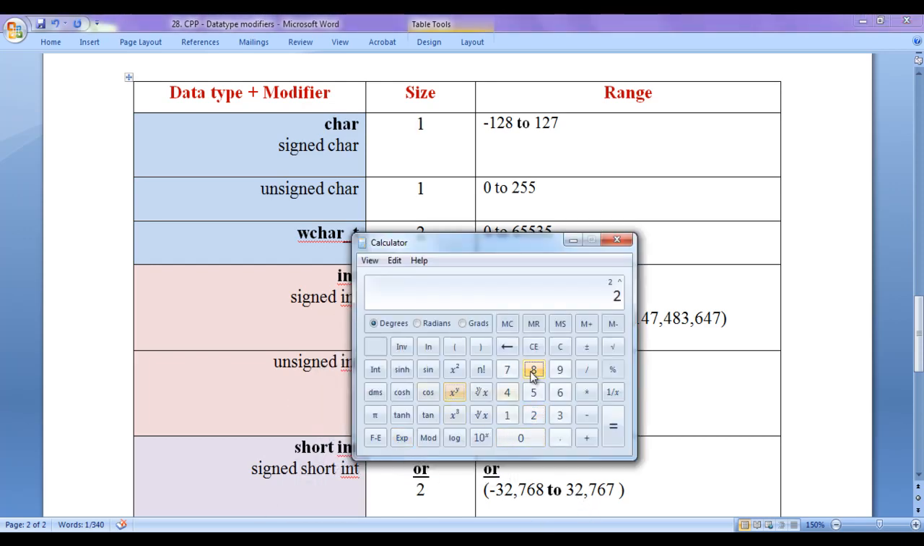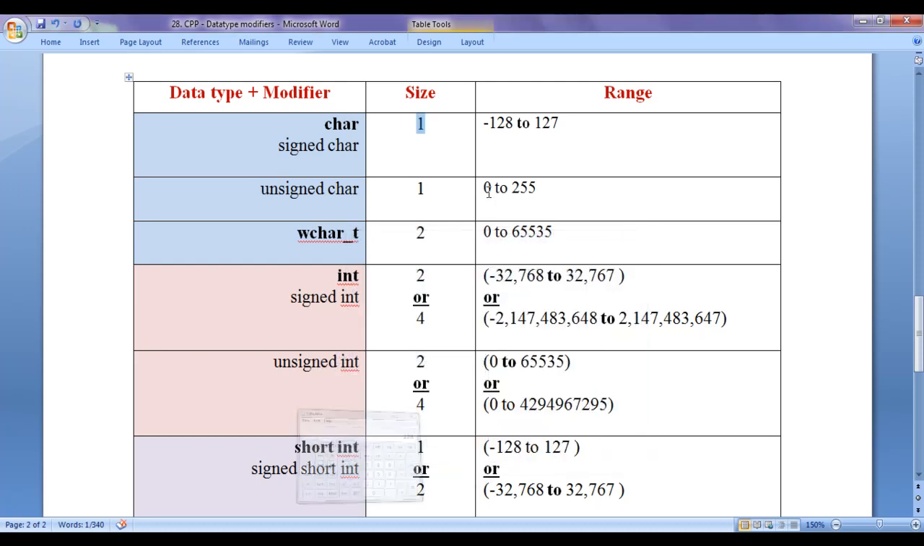2 raised to the power of 8 is equal to 256, which indicates we can store total 256 values inside character type memory. If I divide it by 2, it becomes 128, which indicates the minimum value possible to store inside a character type memory is minus 128 and the maximum value possible to store is 127, guys. If you count from minus 128 to plus 127, it becomes 256, guys.